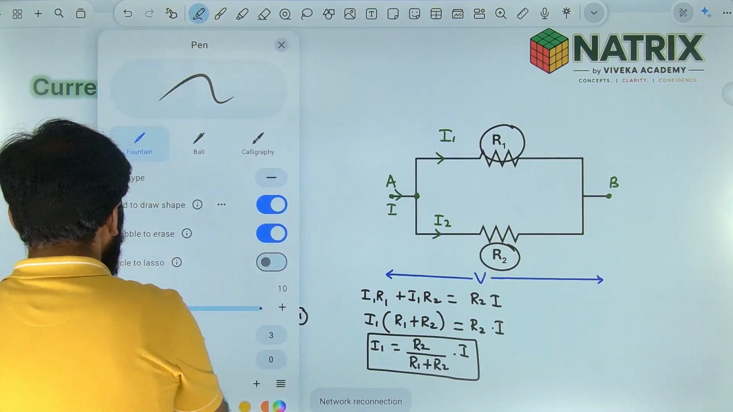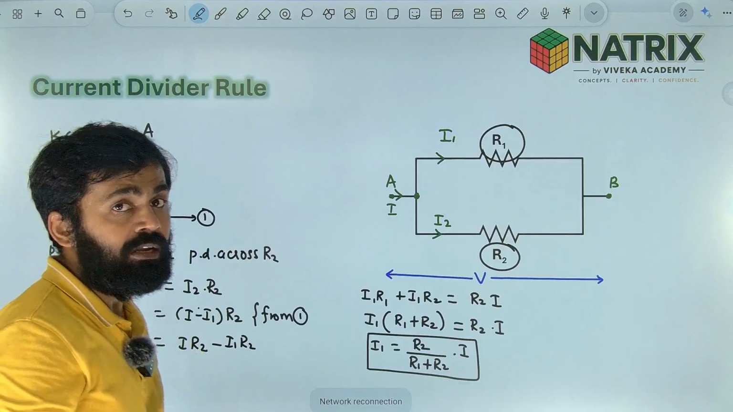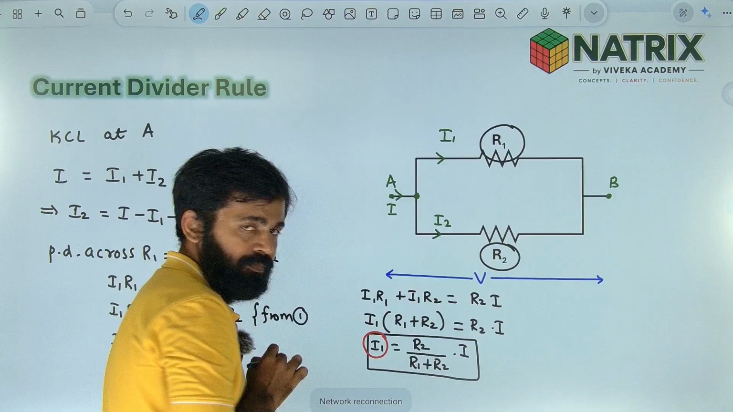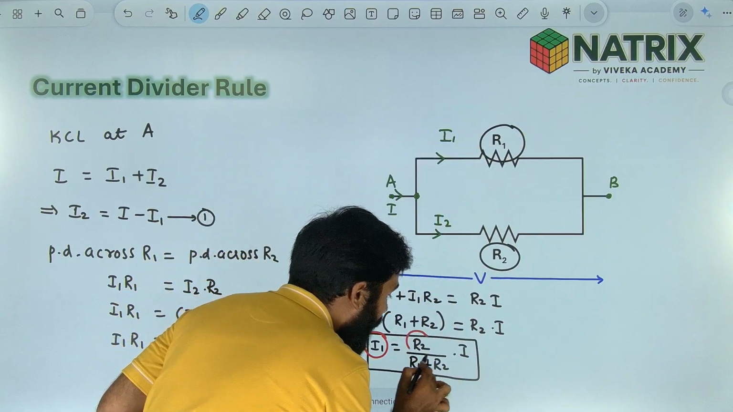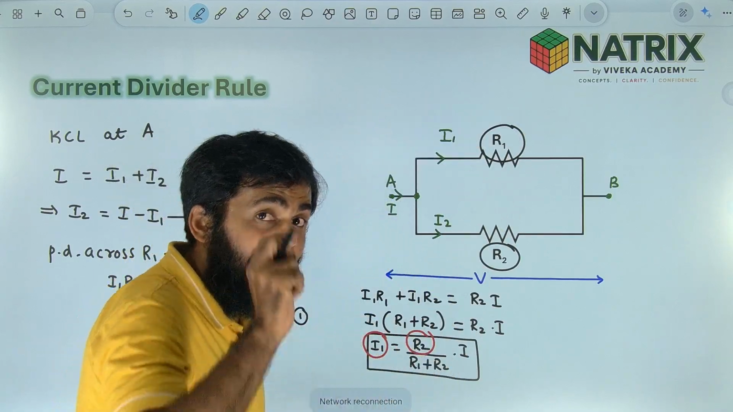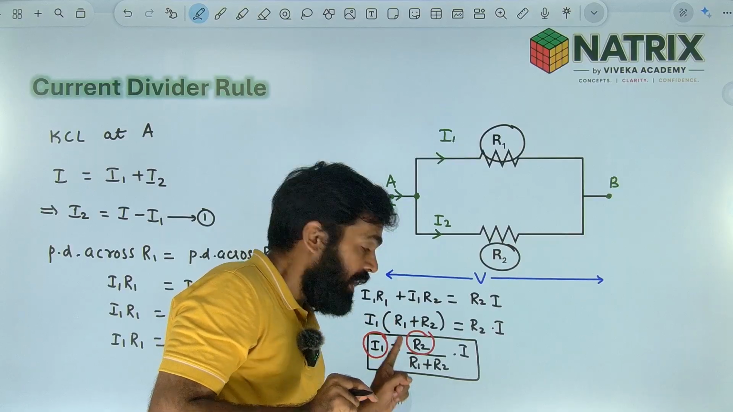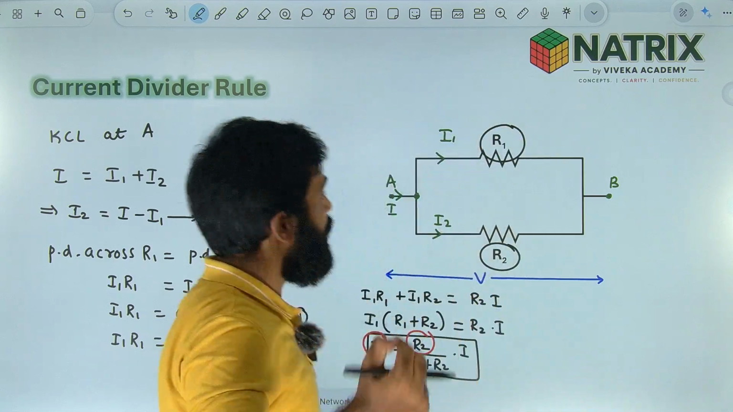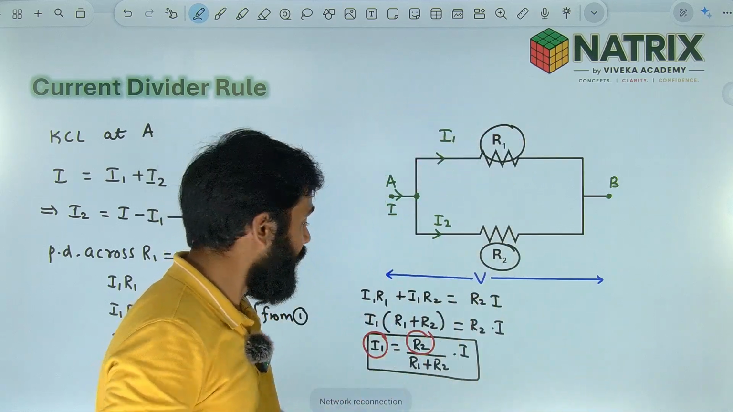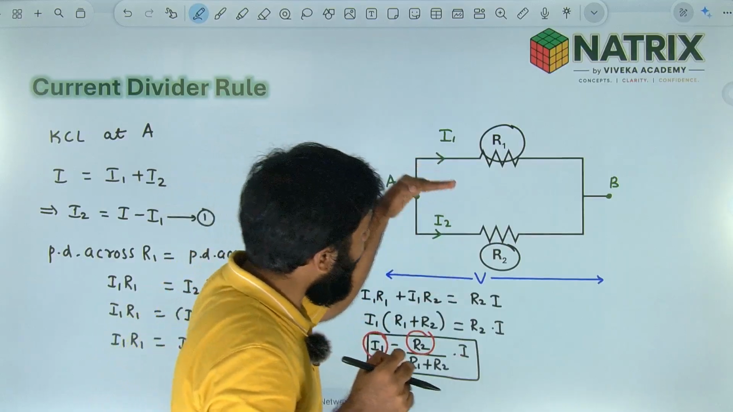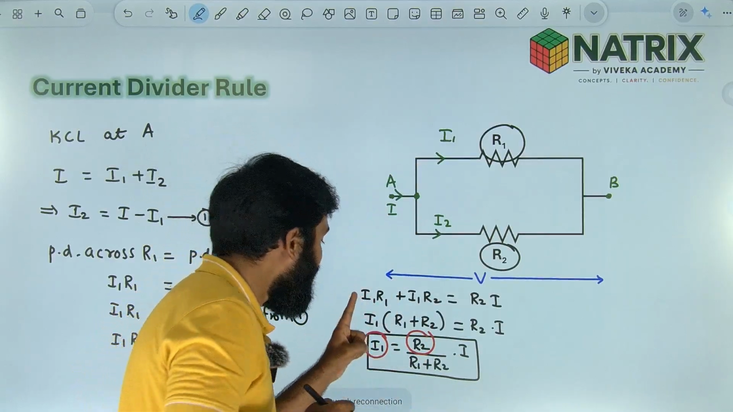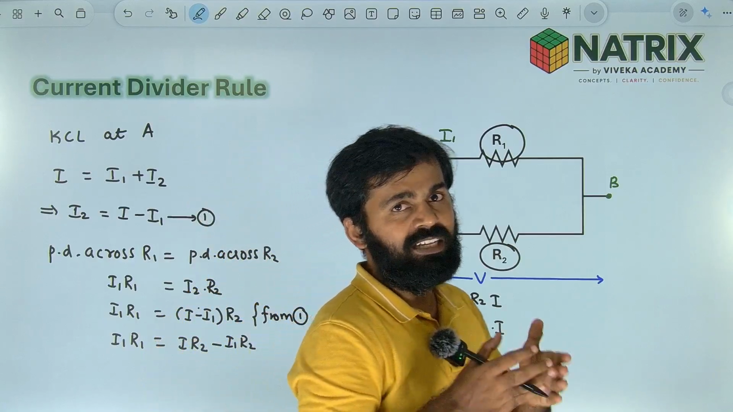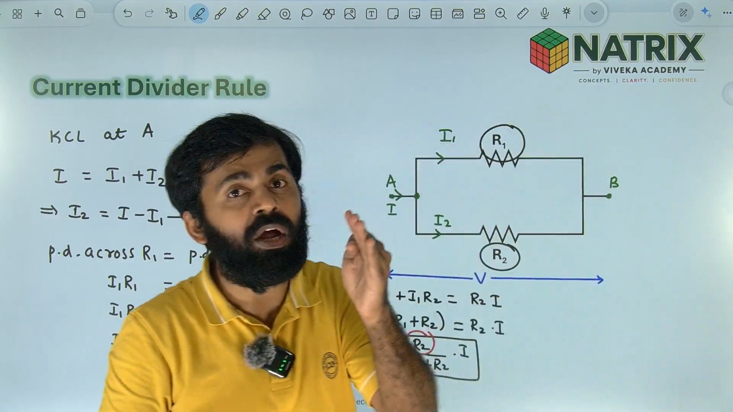Let's observe this equation and try to write the expression for I2 directly. When I am talking about I1, in the numerator I have R2. That means if I want to find the current in this branch, in the expression we have the resistance of the other branch. So when I have I1 here, the numerator is R2, and the denominator is the sum of the resistances, which is R1 plus R2.